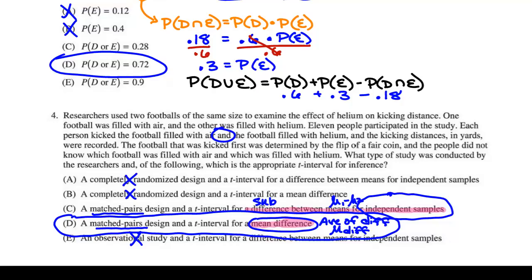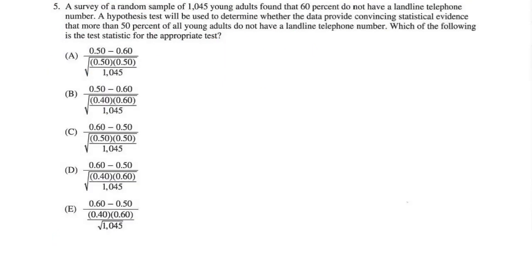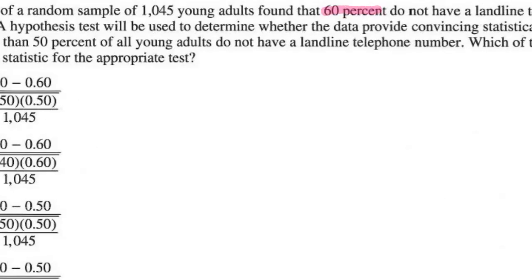All right, number 5. Number 5, we are back to... not very good on this one. A survey of a random sample of 1,045 young adults found that 60% do not have a landline telephone number. This was found from a study, right? So that is a p-hat.